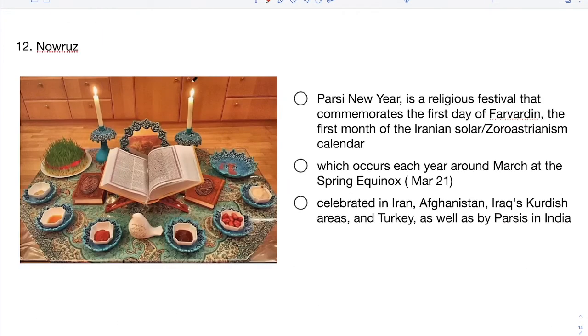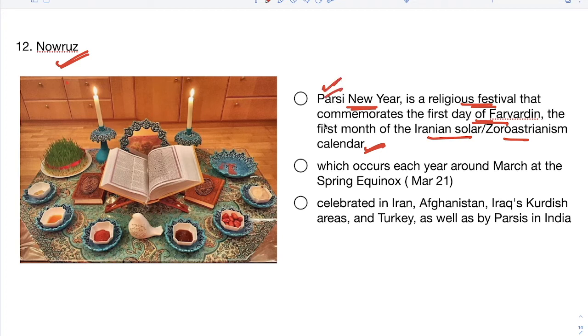Next one, that is the 12th one, Navroz. Navroz is a Parsi New Year festival and it is a religious festival that commemorates the first day of Farvardin, the first month of the Iranian solar Zoroastrian calendar. Based on that calendar, in the first month they celebrate this New Year festival. That is Navroz. Most of the people have a doubt: sir, it is an Iranian solar calendar and a Parsi festival.